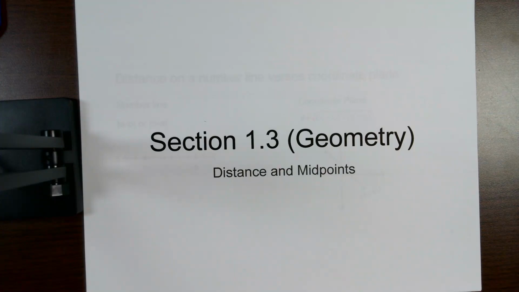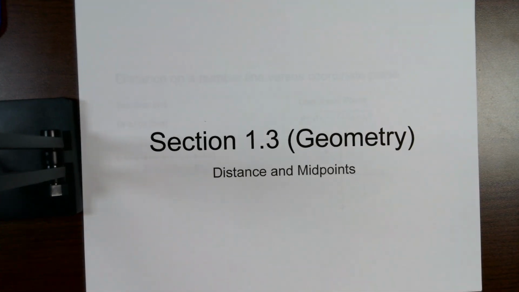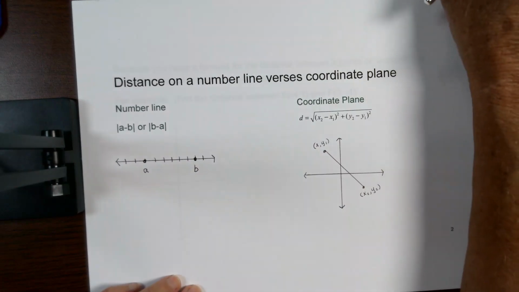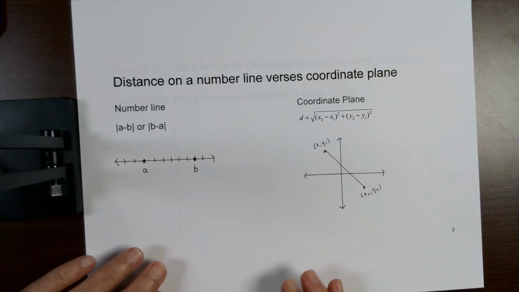Alright, section 1.3 has to do with the distance and the midpoint formula. This is all review from what you've had from Algebra 2. So I'm in Algebra 1. So the distance on a number line versus the distance on a coordinate plane.